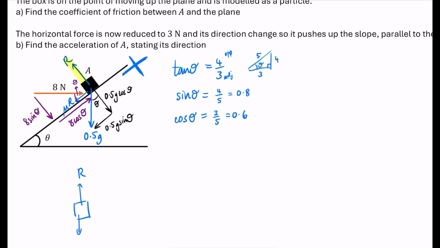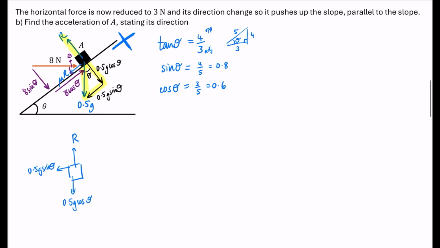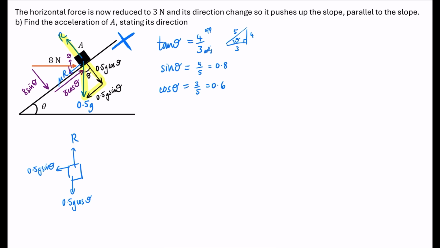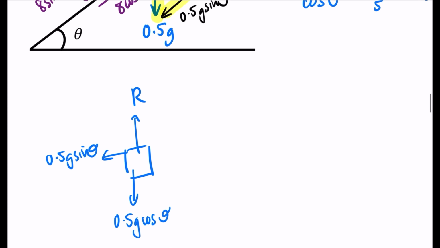So I have the 0.5g cos theta, and then I have coming out of this way the 0.5g sine theta. So I'm going to just tick off that I've dealt with that one and that one, which is obviously the same as this one. And then I think I also need to put on the friction. It's quite easy to forget that friction, which is coming out the box. So I shall add on the mu R that we have.